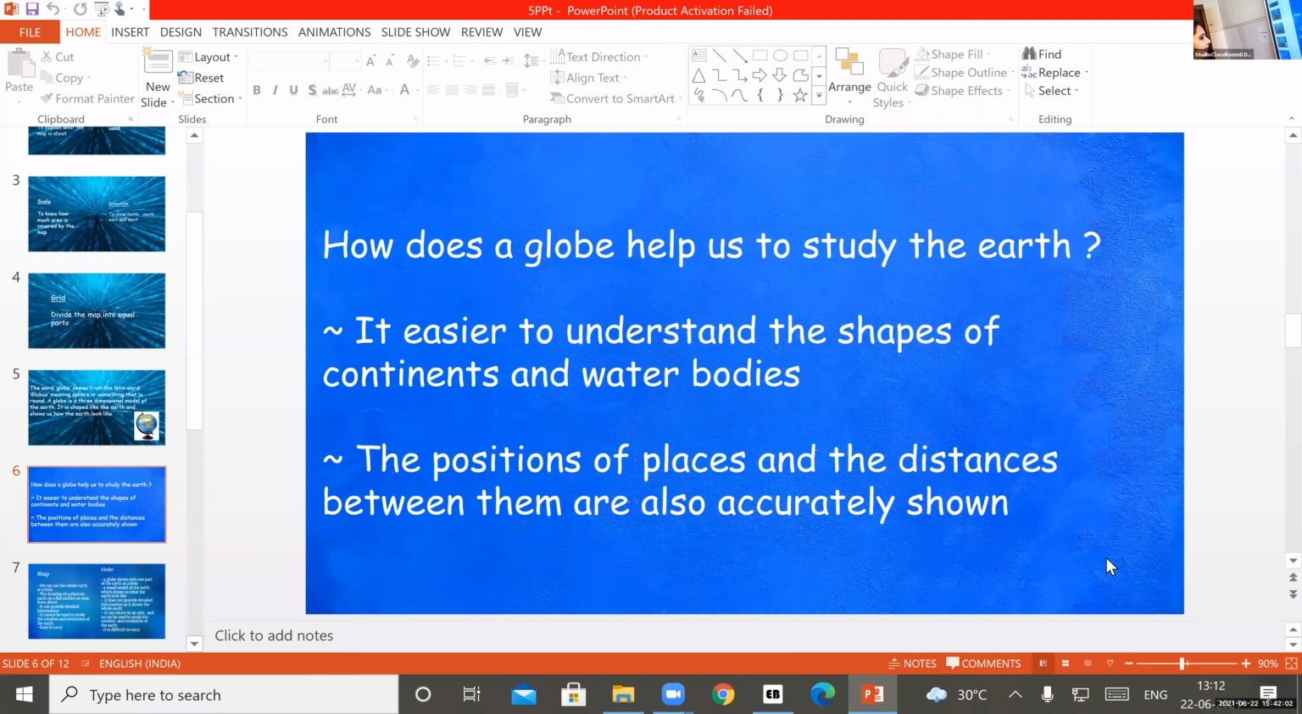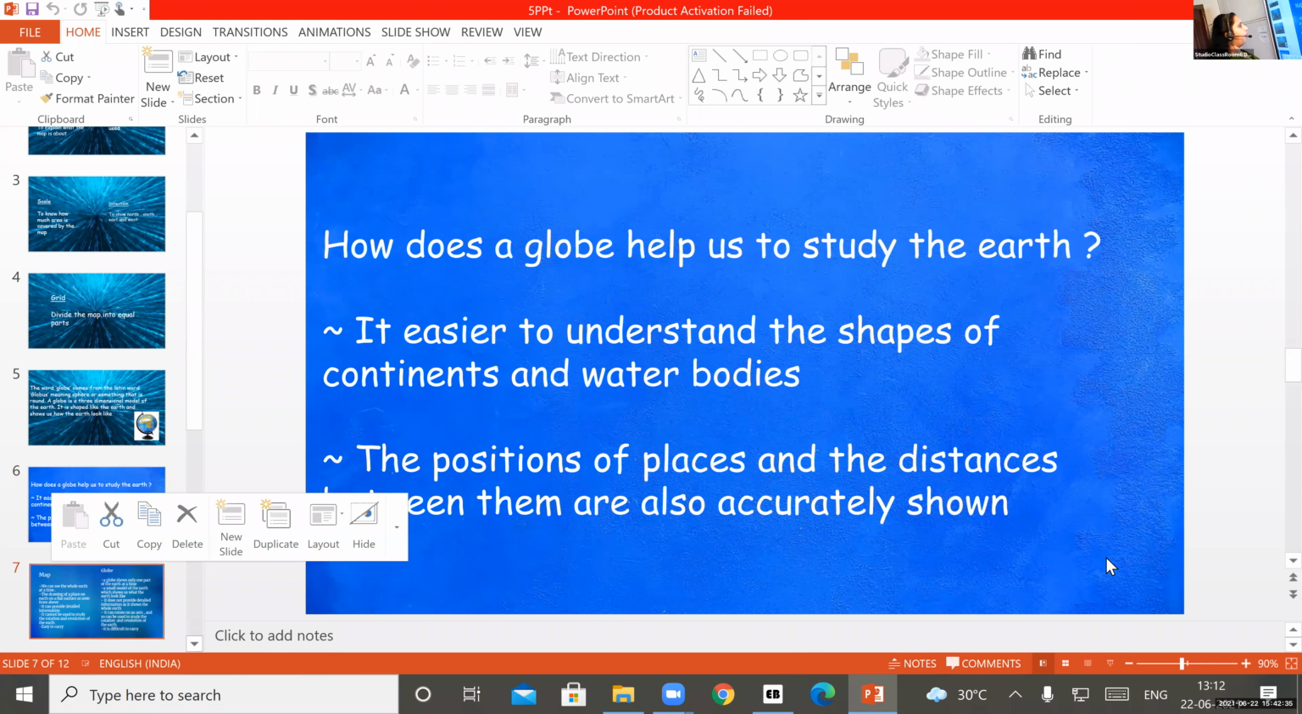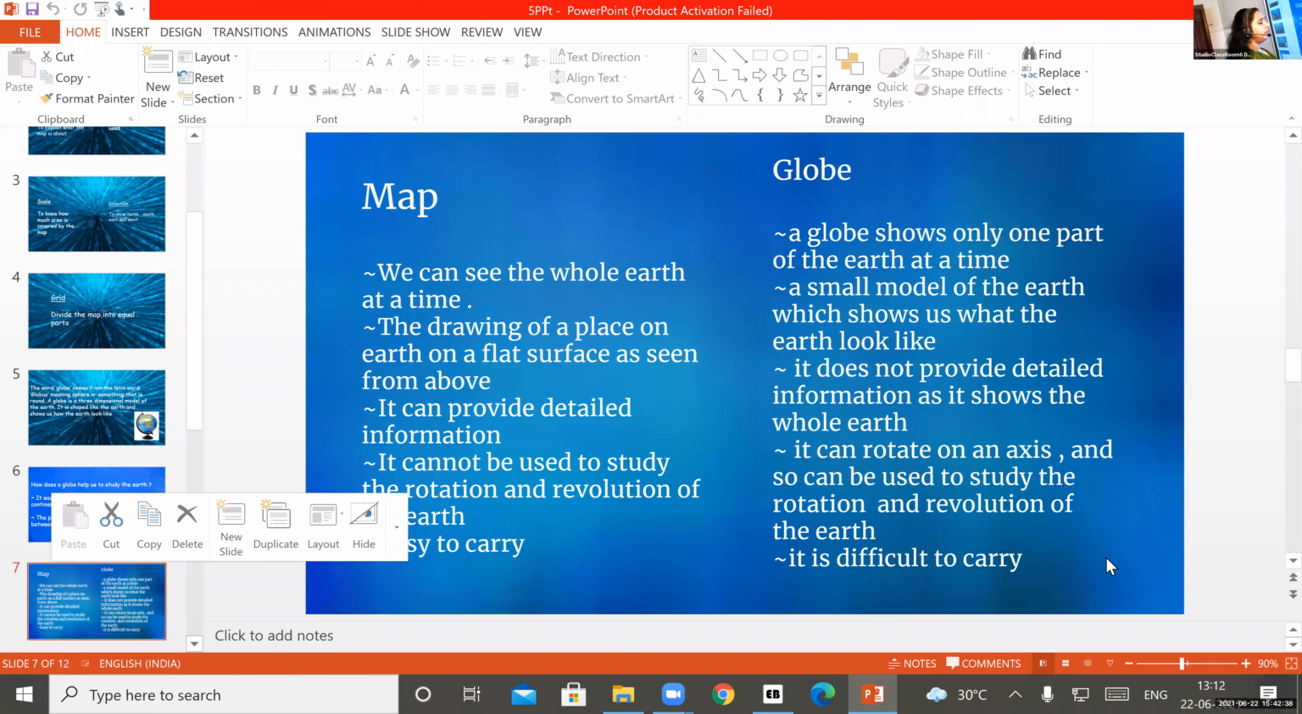Ma'am, 1 minute, ma'am. Network issue, cannot see the board. How does a globe help us to study the earth? It is easier to understand the shapes of continents and water bodies on a globe. The next point, the positions of places and the distances between them are also accurately shown. Anyway, we have discussed all those points. Here, ma'am is going to share the differences between map and globe. Let me read all the points.